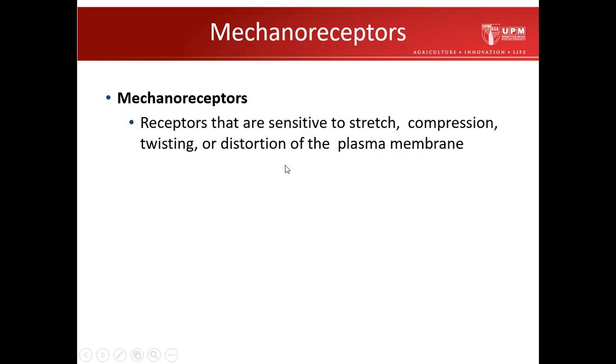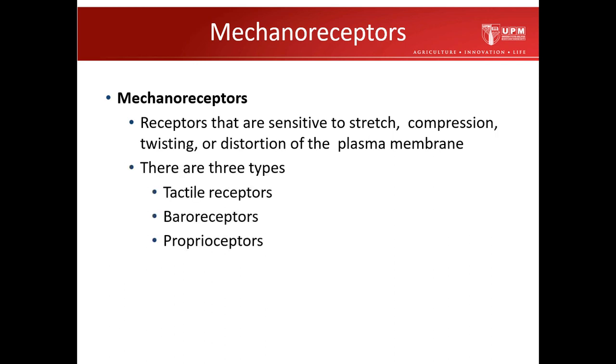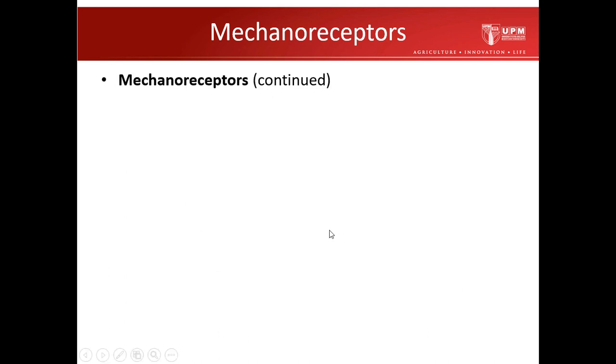So mechanoreceptors are sensitive to stimuli that distort their plasma membrane. So this membrane contains mechanically gated ion channels. The gates can open or close in response to stretching, compression, twisting, or other types of distortion of the plasma membrane. And there are three types of mechanoreceptor, which are the tactile receptor, baroreceptor, and proprioceptor. So now let's take a look at the three types of mechanoreceptor in a bit more detail.